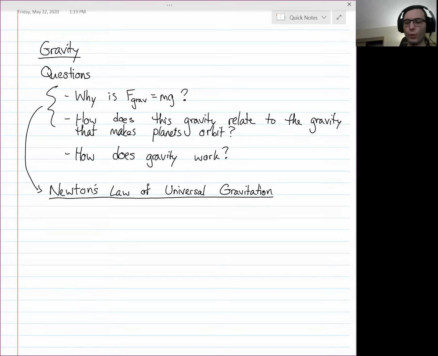So what is Newton's law of universal gravitation? Well, you could write it quantitatively, which we will get to in a minute, but it's a set of hypotheses or statements about gravity. So the first statement is that gravity is a force that acts between two objects. Only two objects, but every two objects.